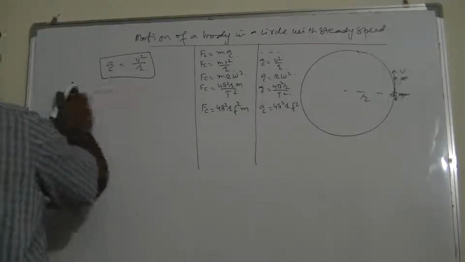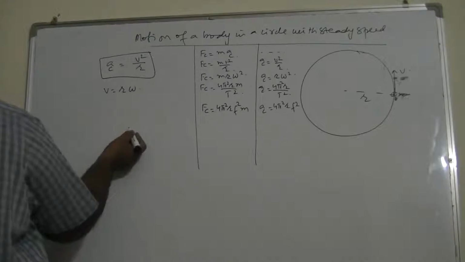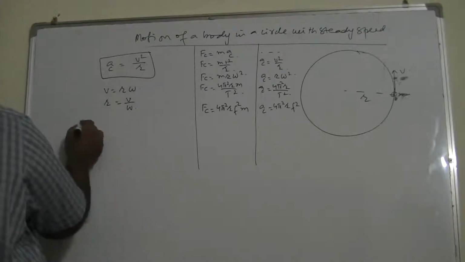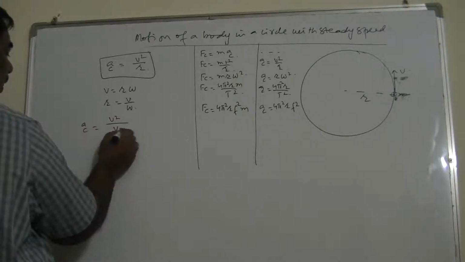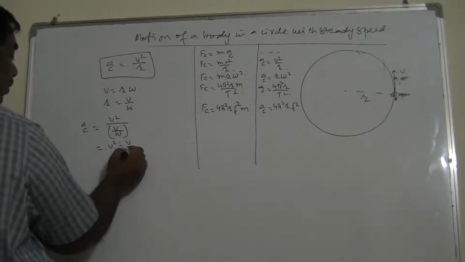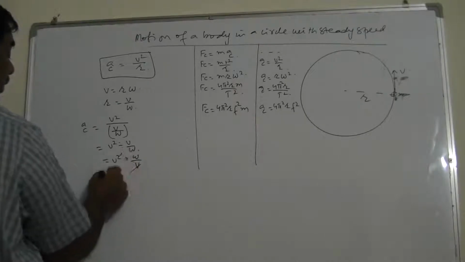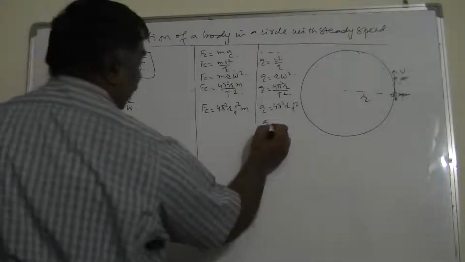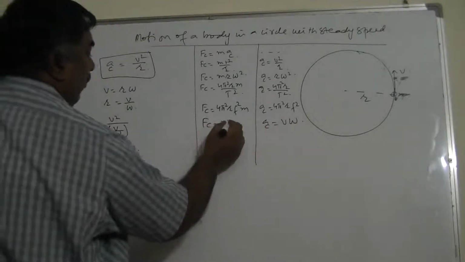Now a_c is equal to v square upon R, but you know v is equal to R omega. You have to just eliminate R, so R is equal to v upon omega. Just put R is equal to v upon omega here. This becomes a_c is equal to v square upon R, which is v square divided by v upon omega. It is v square into omega upon v. One v is cancelled, so a_c comes out to be v omega. So a_c is v omega, and here F_c will be equal to m v omega also.